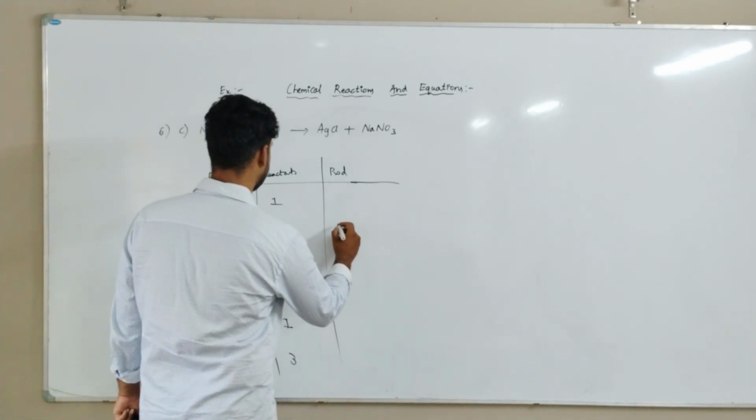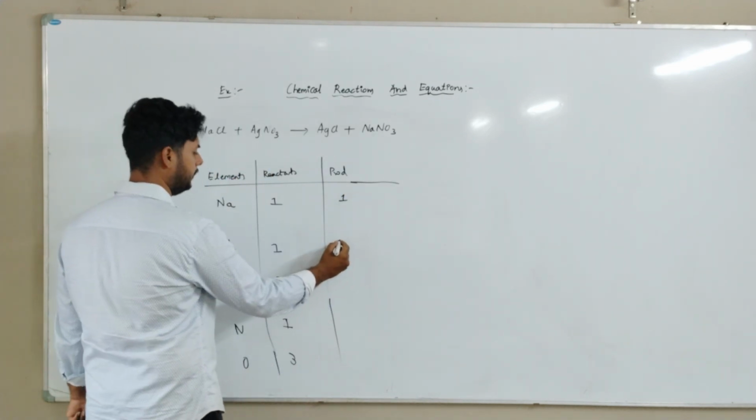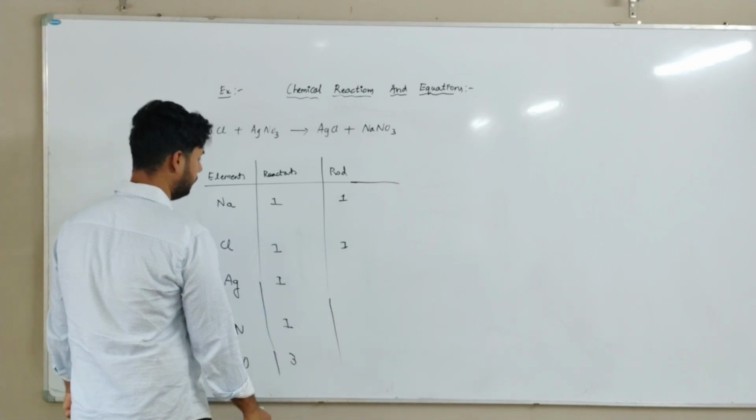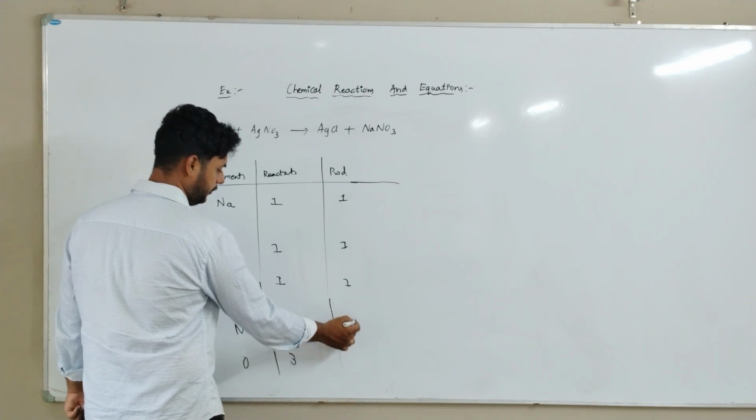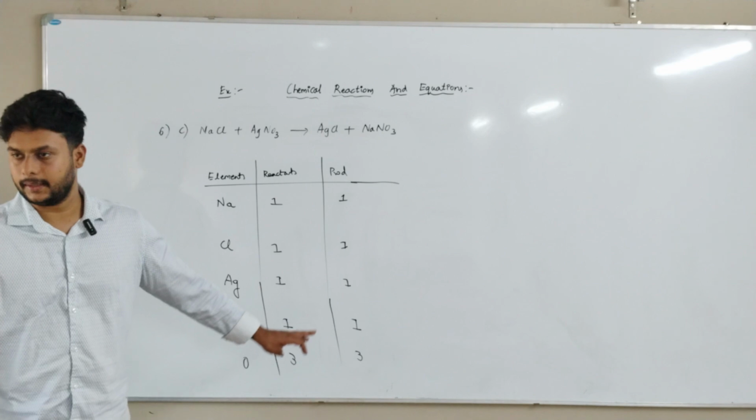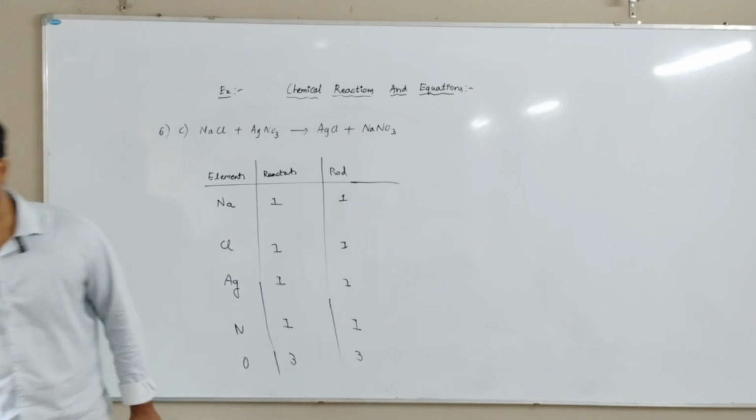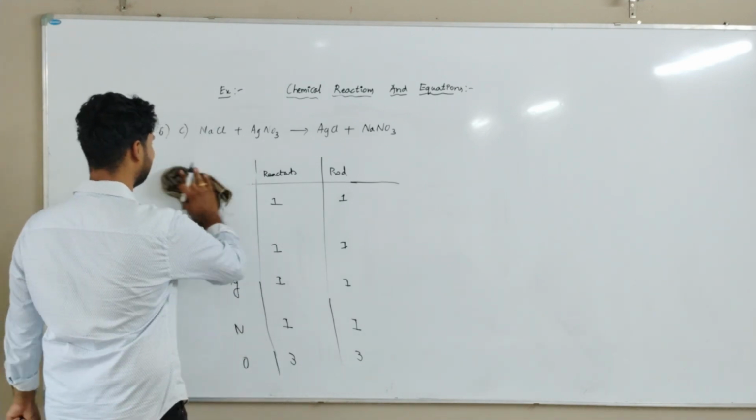AgCl: Na1, Cl1, Ag1, N1, O3. First one, it's balanced. It's a balanced equation. Correct? So there is no need to change. How many got same answer? Correct? Okay. Next.